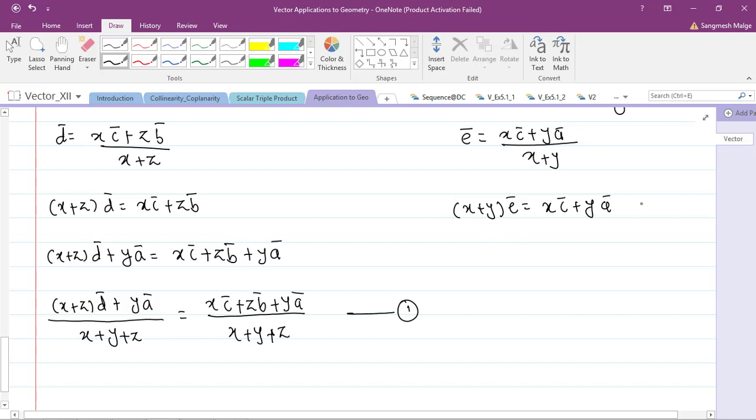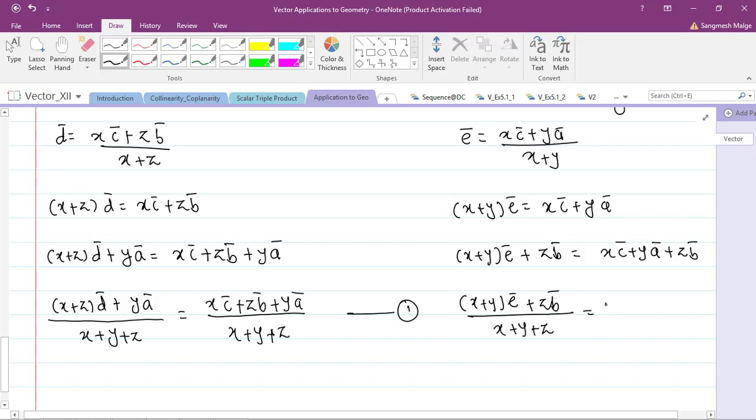What you don't have on the RHS side is z B bar. So let's add that part here: x plus y into E bar plus z B bar is equal to x C bar plus y A bar plus z B bar. Now divide by x plus y plus z on both sides. So x plus y into E bar plus z B bar upon x plus y plus z is equal to x C bar plus y A bar plus z B bar upon x plus y plus z.